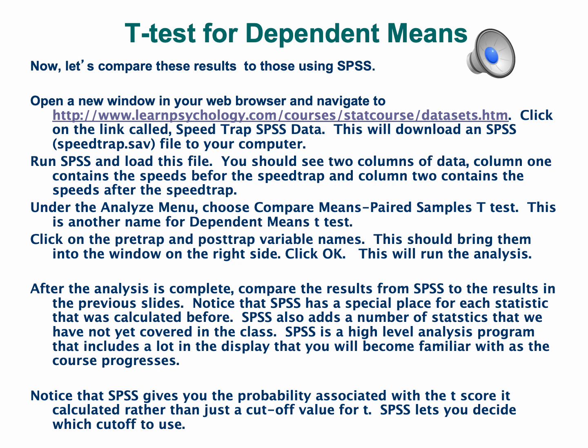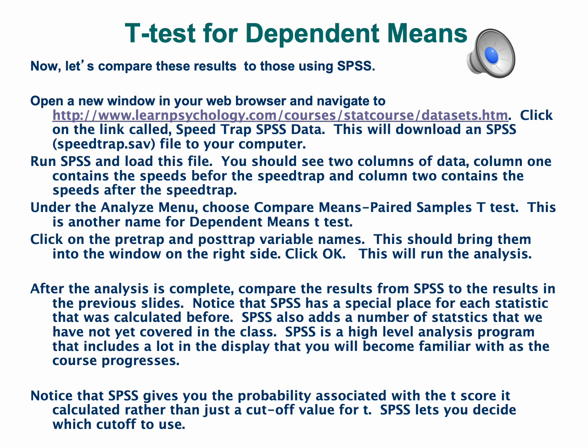Open up a new page in the web browser, go to this link, and you'll see sets of data there. Click on the link called SpeedTrap SPSS Data. This will download the SPSS file to your computer, and it's called speedtrap.sav. SAV indicates an SPSS data file.